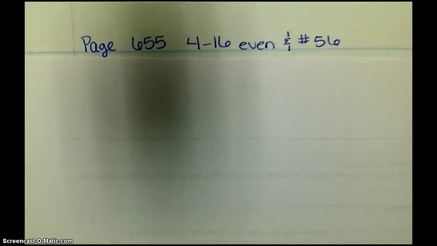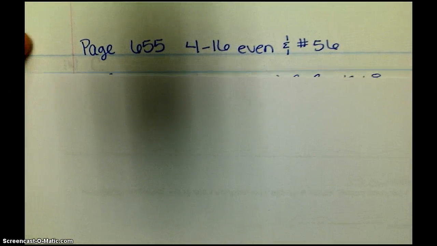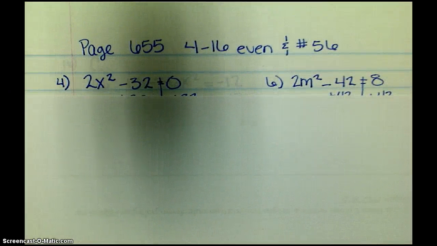Okay, on to the next set of problems, page 655. If you had questions about the Xbox method, don't forget to look at the notes that we took earlier this month about using the Xbox method to factor. All right, so for page 655, you had to use the square root method.